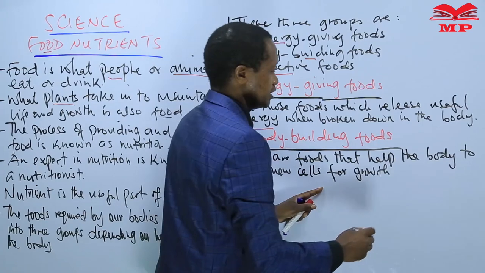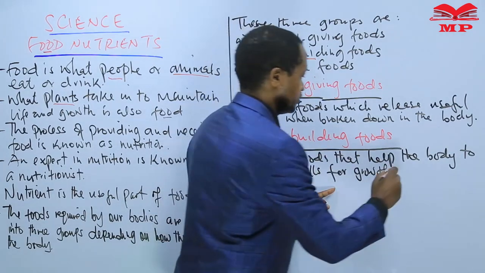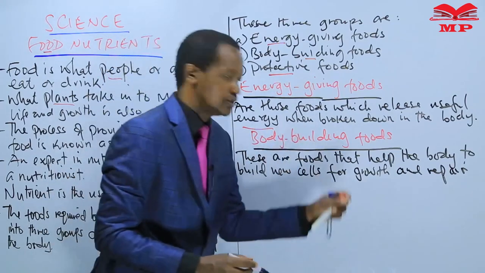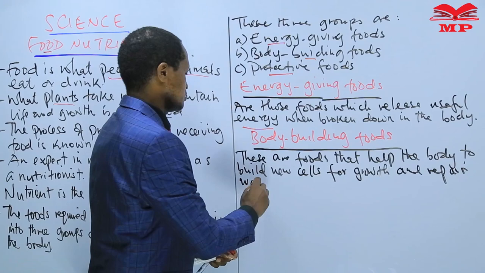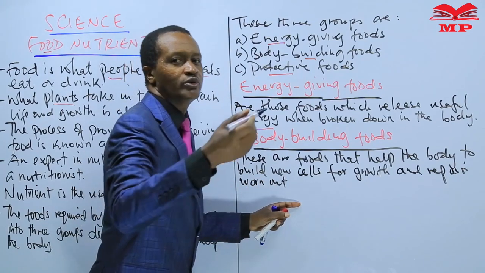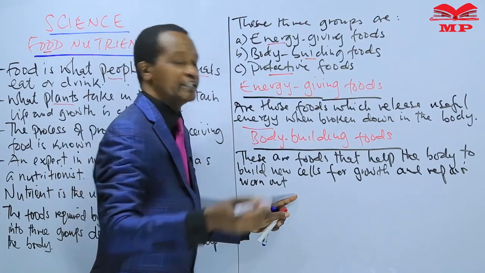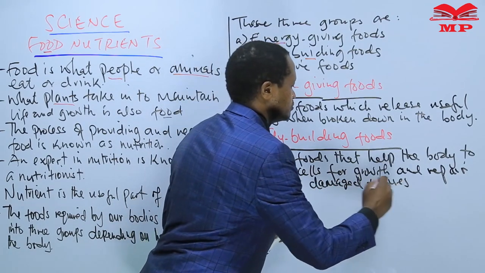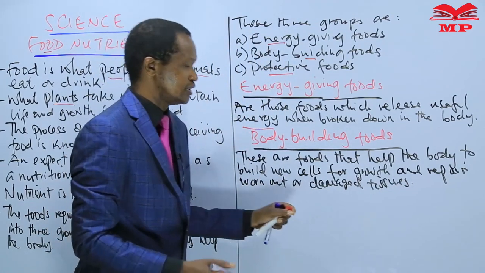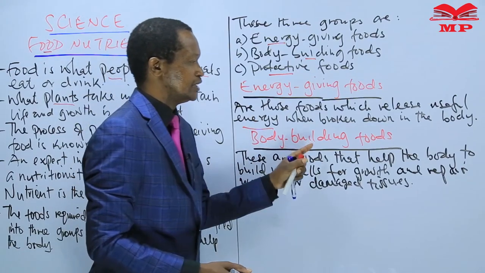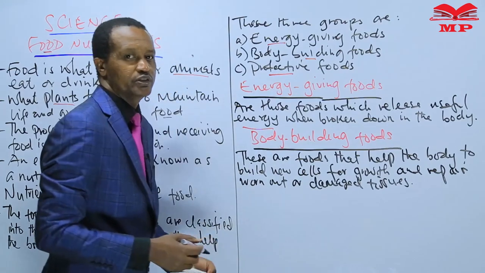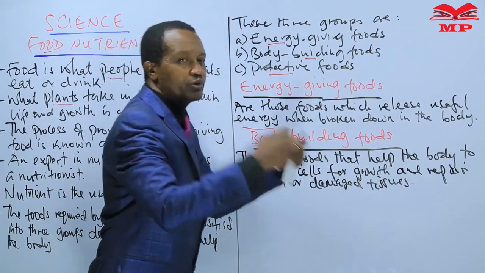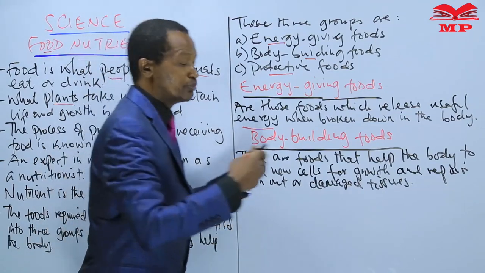And also, other than just growth, the body sometimes needs to repair those parts that are worn out. There are those parts or tissues that can get damaged or worn out. Tissues of the body that are damaged or that are worn out can be repaired by eating body-building foods. Now learners, body-building foods also help the body in reproduction.